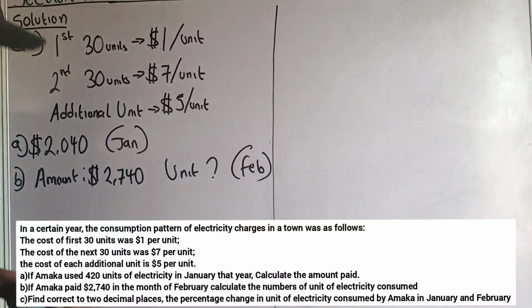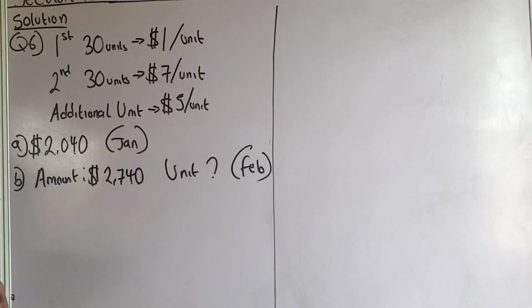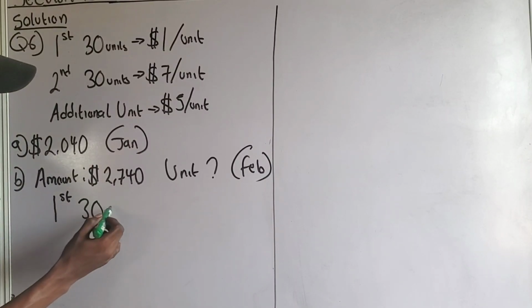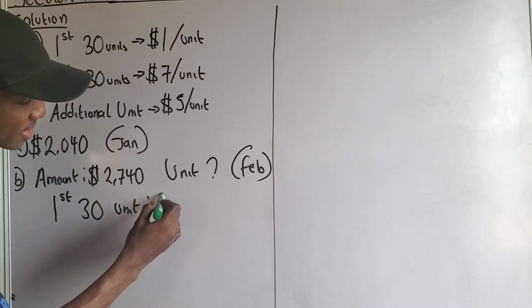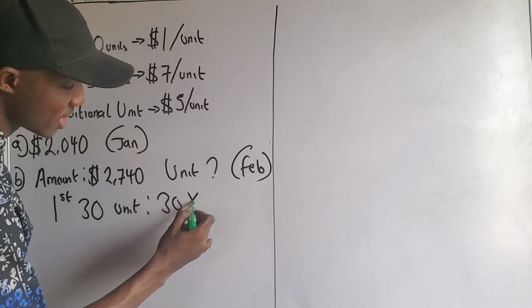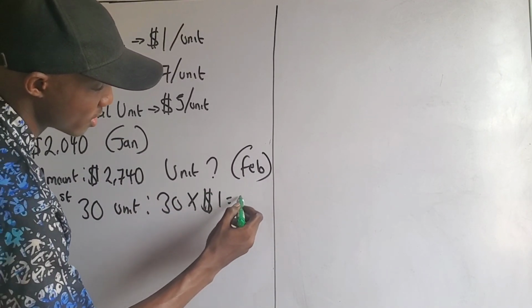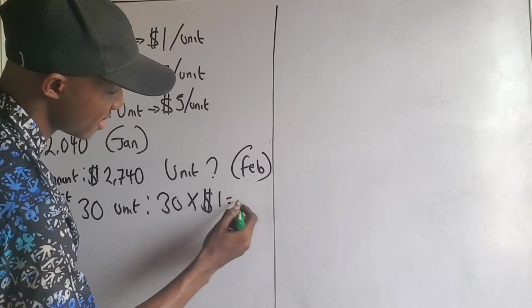Okay, please pay attention. To solve this second question, let us first calculate the cost of the first 30 units. You understand? The first 30 units that she consumed in the month of February. Please pay attention. The cost of the first 30 units that she consumed in the month of February will be what? First 30 units will be $30 or 30 times $1. That is what? $30, right? Yes, $30.